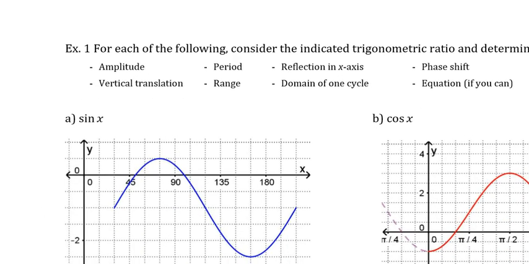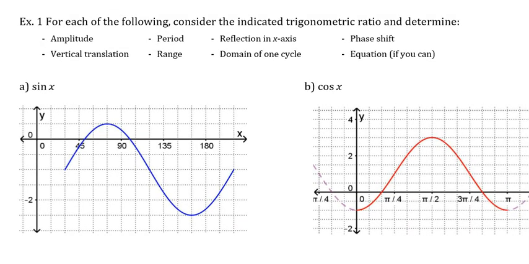Let's try one. For each of the following, we're going to try to determine the amplitude, the vertical translation, the period, the range, the reflection, the x-axis, domain of one cycle, phase shift, and if we can, the equation. I would encourage you to try to write out the equation as best as you can. If you find the amplitude, you basically have the A value. If you find the vertical translation, the vertical shift, you basically have D. So we're going to write those out, but then off to the side, we're also going to say A equals this, D equals this. And once you've got that, you can write the equation, essentially. But if you can't by the end of the day, we'll practice that a little bit more along the road.